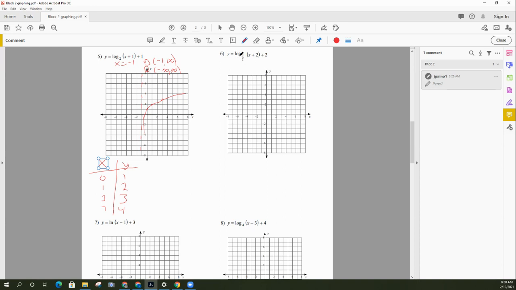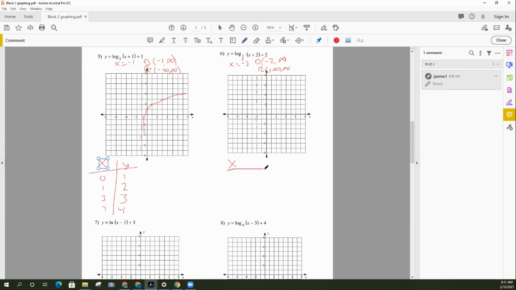Number 6, okay, so now our vertical asymptote is -2, which means our domain is going to be from -2 to infinity. And our range is always all real numbers. Okay, but our b is 1/2 here. So again, that means that it's decay. All right, so the graph is going to come down and make your logarithmic curve. But we got to make our table of values.